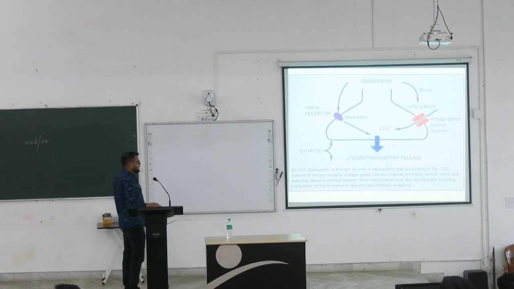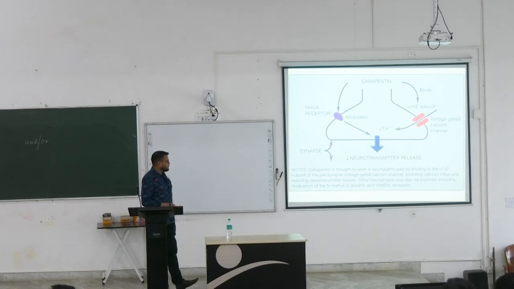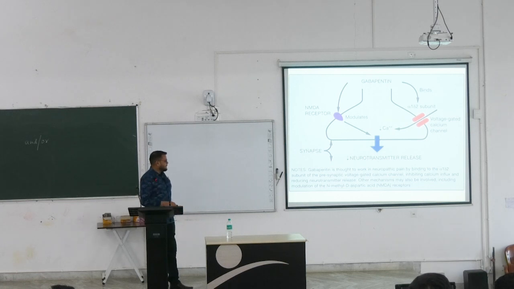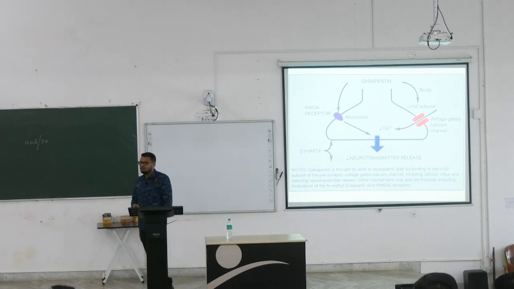Note that gabapentin is thought to work in neuropathic pain by binding to the alpha 2 delta subunit of the presynaptic voltage gated channel, inhibiting calcium influx. So if it is blocked, there will be no calcium coming through the channel, and there will be less neurotransmitter release. Other mechanisms may also be involved, including modulation of the N-methyl D-aspartate receptors. NMDA receptors are mainly specific for glutamate.